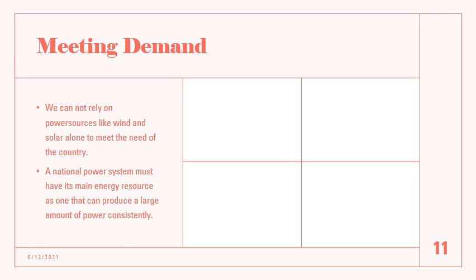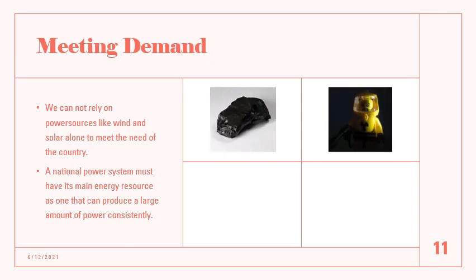This limits which energy resource can be used, as we cannot rely on wind or solar for this role, as the amount of energy they produce is inconsistent. The power stations that produce the most consistent amount of energy and could fill this role best are fossil fuel power stations and nuclear power stations. However, neither of these are renewable, so both will one day run out.